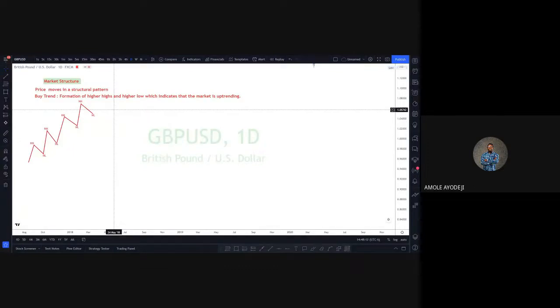Now, in a buy trend, please listen to what I want to say. We are discussing market structure, and I said price moves in a structural pattern, and that the structural patterns are divided into three, and one of the patterns is what we are discussing now, the buy trend. A buy trend is simply the formation of higher highs and higher lows, which indicates that the market is uptrending. Usually, the buy trend is the combination of the impulsive move and the retracement.